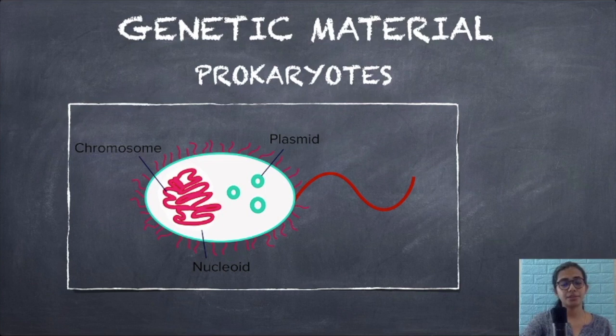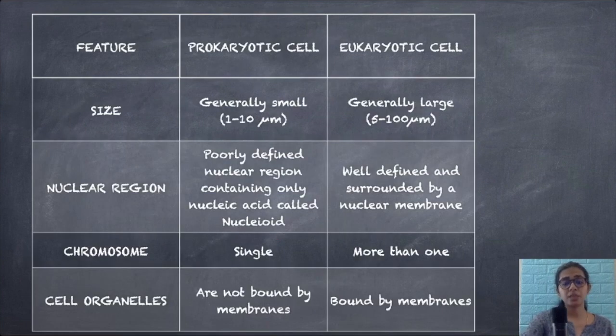So prokaryotes, right? Now let's look at the major differences between a prokaryotic cell and a eukaryotic cell in detail. Let's make it even more clear and crisp. This is also a frequently asked question. With respect to size, a prokaryotic cell is generally small, that is 1 to 10 micrometers.